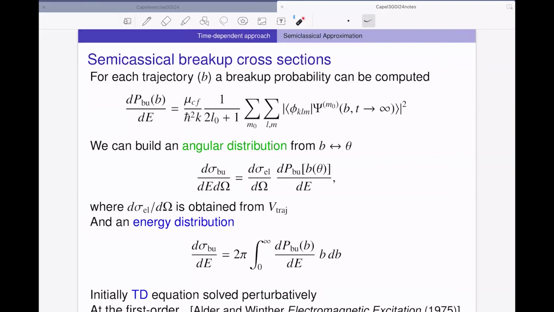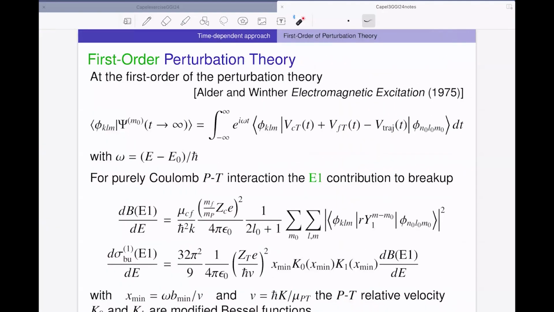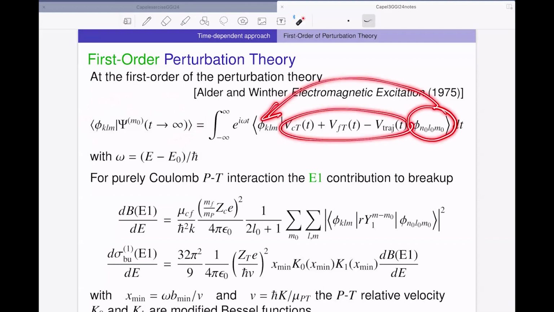Initially, these equations were solved using a perturbative method, first order of the perturbation theory. This is something you probably have had in your quantum mechanics classes. The method was mostly developed by Alder and Winther in the 70s, to have a perturbative expansion. And here is the expression of these matrix elements. So this is the solution, but it's a one-step transition from the ground state to the continuum through these interactions.